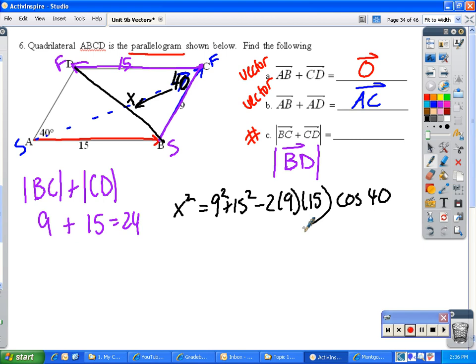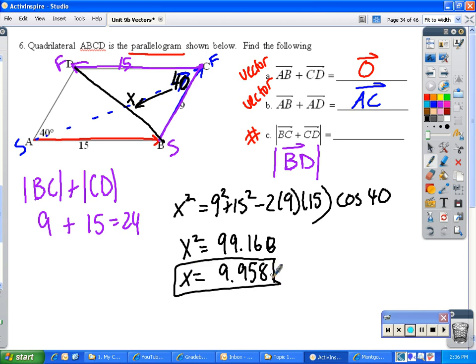Hit enter, and I end up that x squared equals 168, etc. That's x squared, and I actually want x, which means I need to take the square root of that answer, and I end up with 9.958. That is the value of vector BD, 9.958.